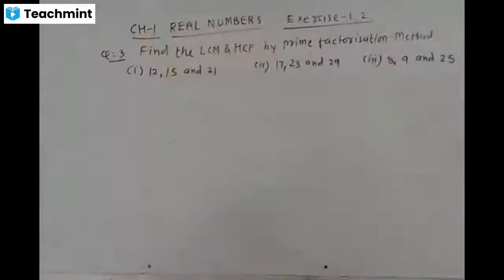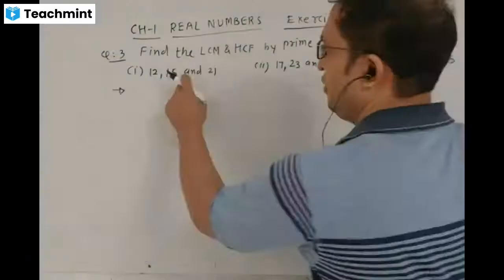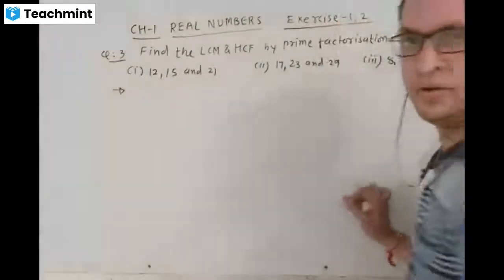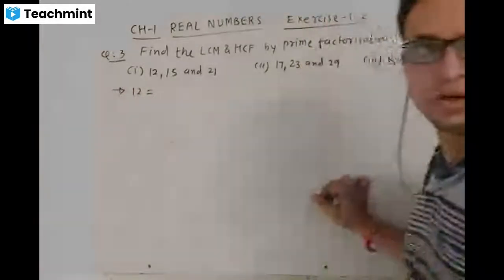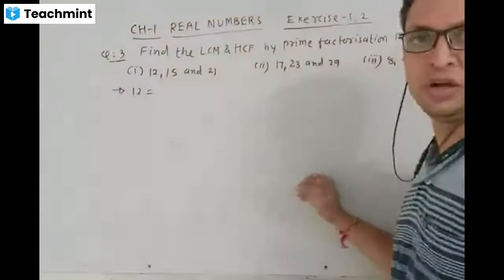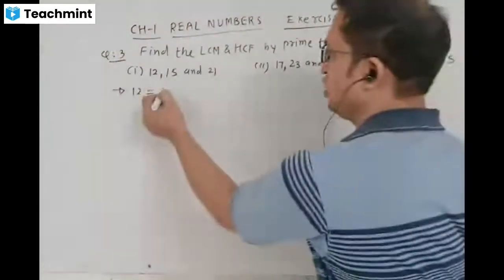Find the HCF and LCM by prime factorization method. First question: 12, 15 and 21. Prime factor of 21. Prime factor of 12. What is 2 into 6?